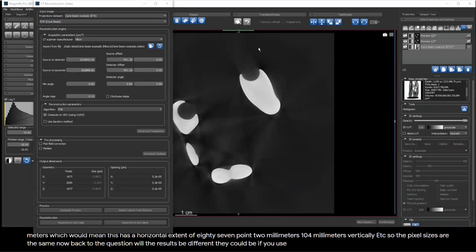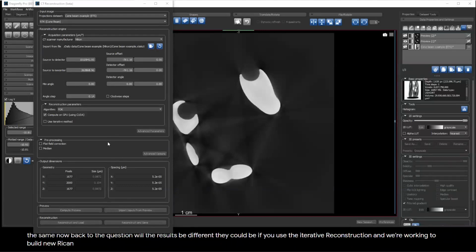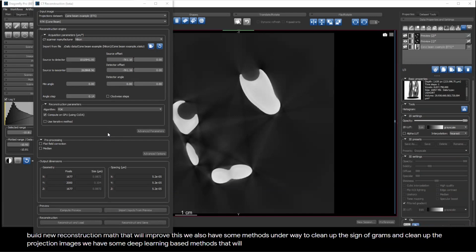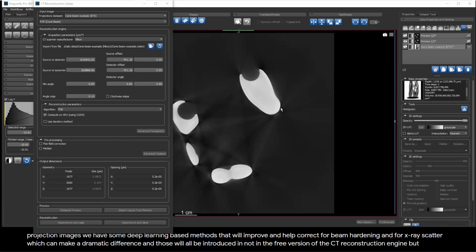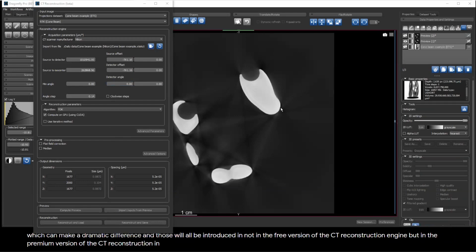They could be if you use the iterative reconstruction, and we're working to build new reconstruction math that will improve this. We also have some methods underway to clean up the sinograms and clean up the projection images. We have some deep learning based methods that will improve and help correct for beam hardening and for X-ray scatter, which can make a dramatic difference. And those will all be introduced not in the free version of the CTE Reconstruction engine, but in the premium version of the CTE Reconstruction engine. So we don't have a release date for that. It's still work that's underway.